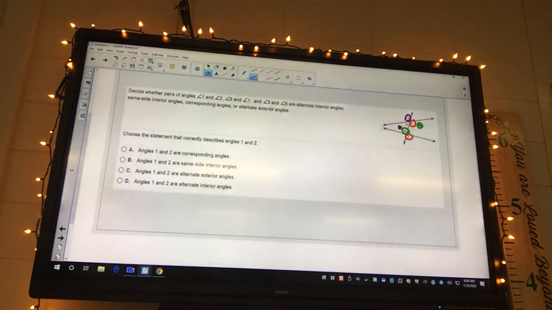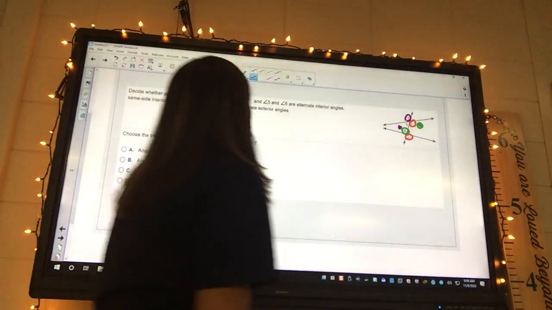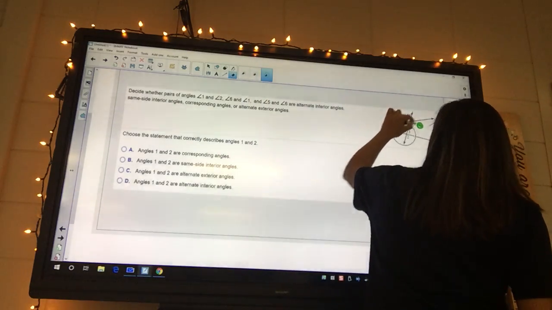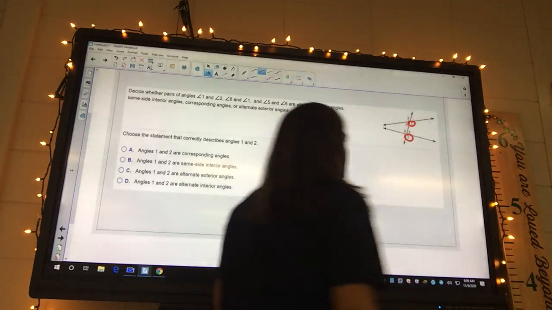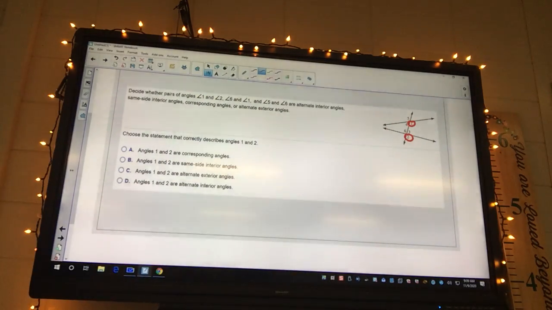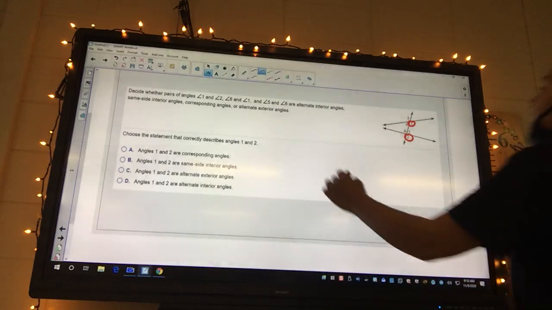So it says choose the best statement that describes angles 1 and 2. Okay, so angles 1 and 2. It's gonna be right here and right here. Okay, so ask yourself, are they interior or exterior? Okay, is 1 interior or exterior? Interior. Okay, what about 2? Exterior. So you know it's not going to be interior or exterior, because they're not both. So you can kind of cross those off.